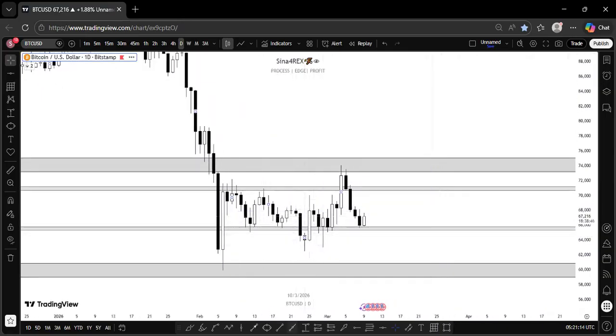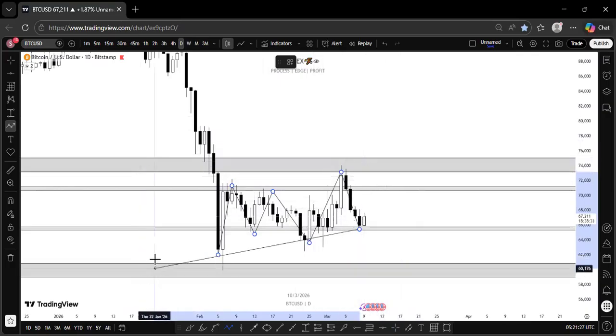This is what price is doing here. Price is ranging. We had a push to the upside, a push down, a push up, a push down. And now we have a push up, a push down again. We are expecting price to push up and if possible, break above this particular level.